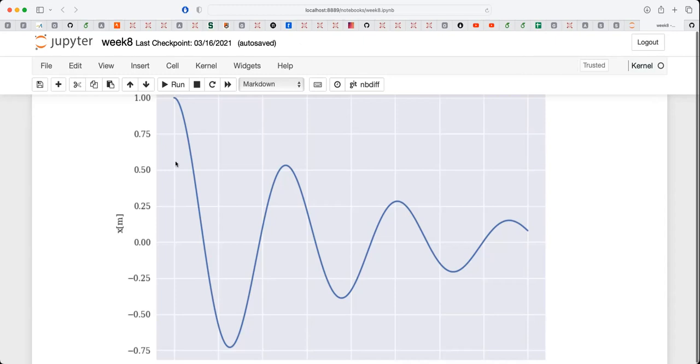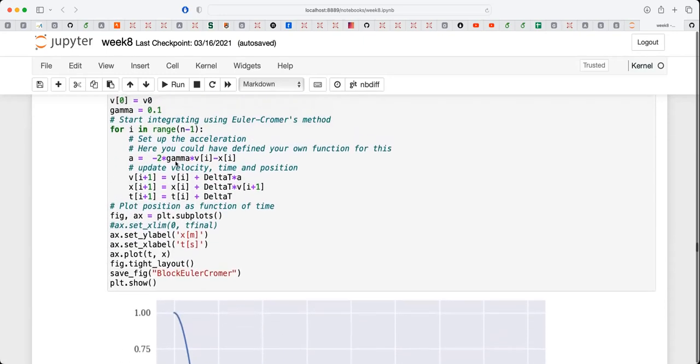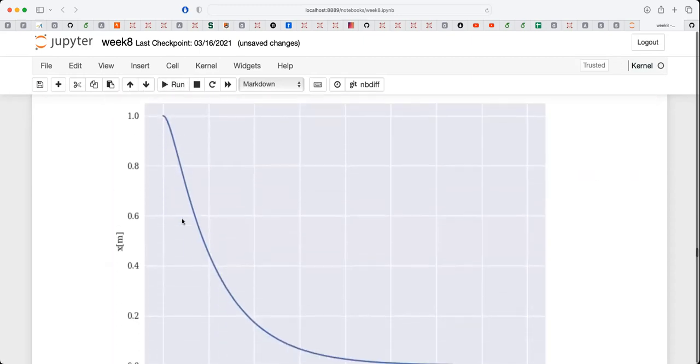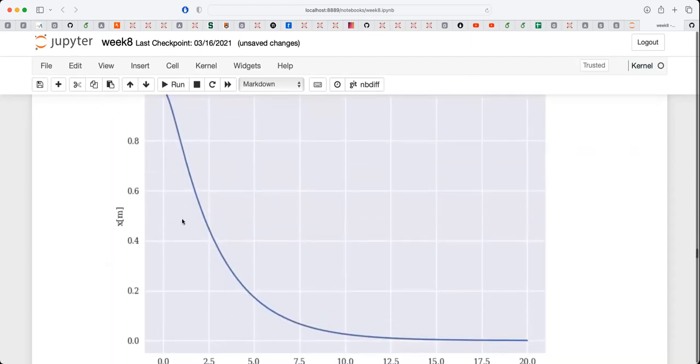So let's try to increase this parameter gamma and just see what happens then. So this is a typical case of damped oscillations. And you see still the cosine term survives here. But let's try to put this value to, let's say, 1.5 and see what happens then. Wow, that was different.